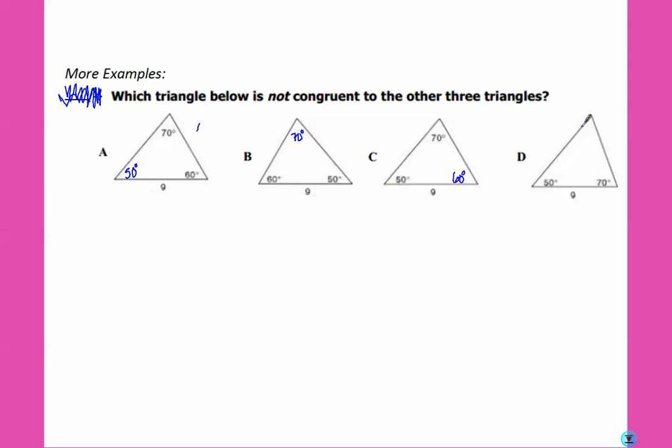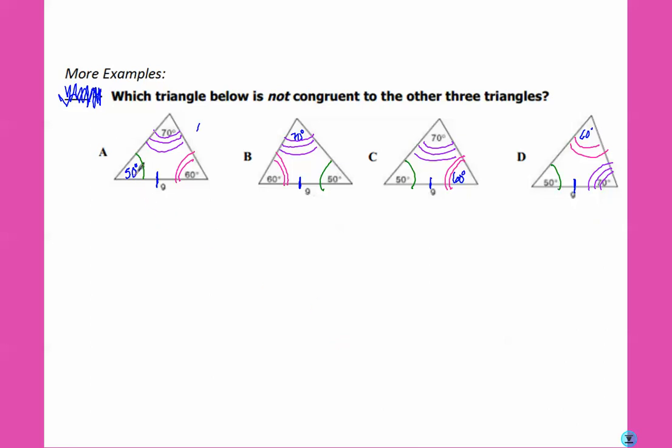And angle, again, 60. So they all have this side that has a 9 on it. So we know this is congruent. So now I'm going to look at the angles that are surrounding this side. So I have a 50 and a 50 and a 50 and a 50. I have a 60, a 60, a 60, and the 60's up here. And then 70's up here, 70's up here, 70's up here, 70's down here.